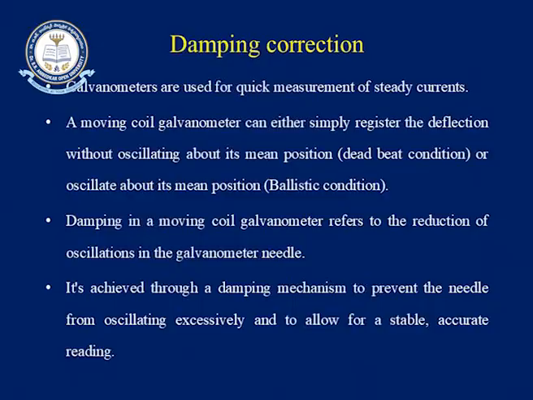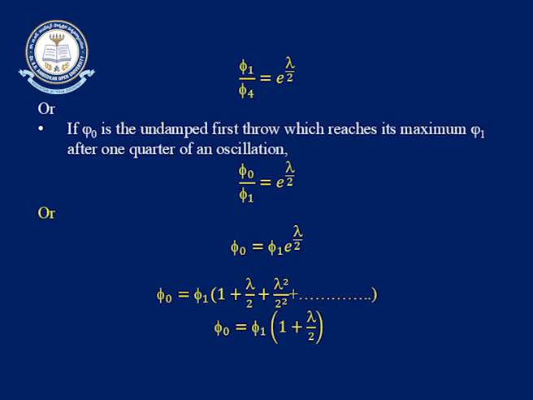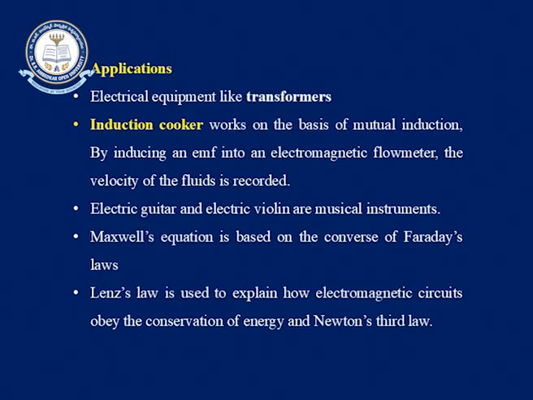Another one we have is damping correction. What is damping correction? This galvanometer is deflecting, but while it is deflecting, some oscillations take place. In these oscillations, the amplitude is increasing or decreasing. If the amplitude is increasing or decreasing, we use two terms for terminology. The increasing amplitude is called a ballistic galvanometer, the decreasing is called an under damped galvanometer. Using this, the formula is calculated, and the final formula for this galvanometer is phi naught equals phi 1 plus lambda by 2. Again we have applications.